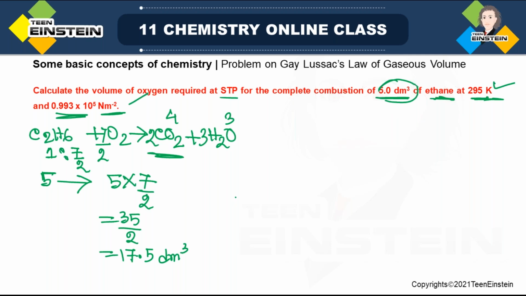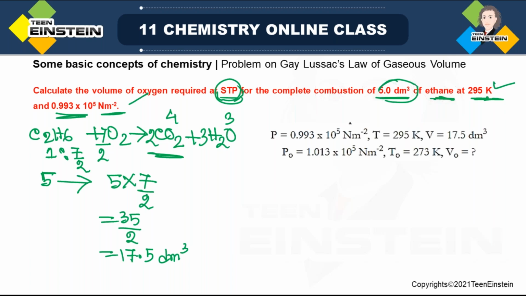So now we know the volume of oxygen required for reaction with 5 dm cube of ethane, but this value is only for 295 Kelvin and 0.993 times 10 to the power 5 N per meter square pressure. But we have to find the volume of oxygen for STP condition. So this first part is actually related to Gay-Lussac's law. The second part is related to the gas chapter. Fine. So here the pressure that is given, this is P.